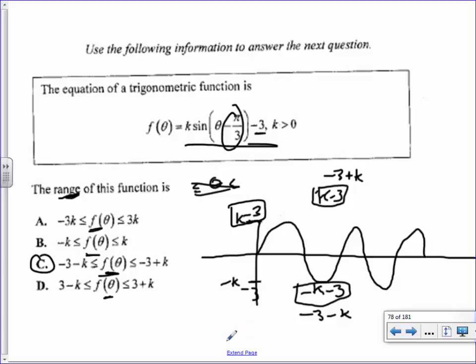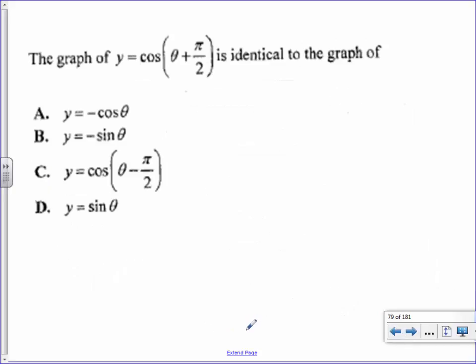That makes sense. Let's try another one. Here's a graph of cosine, only we're taking cosine and we're shifting it over a bit. We want to try to figure out which graph this will be identical to. You could use your calculator, but we should be able to do this by hand a little bit.